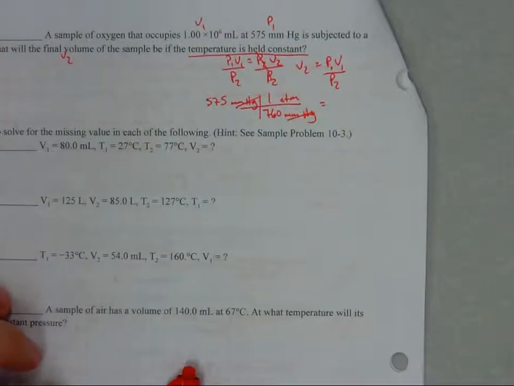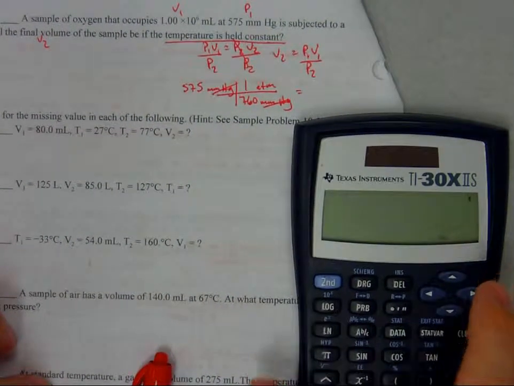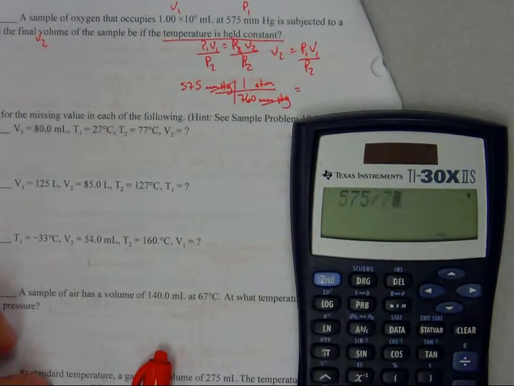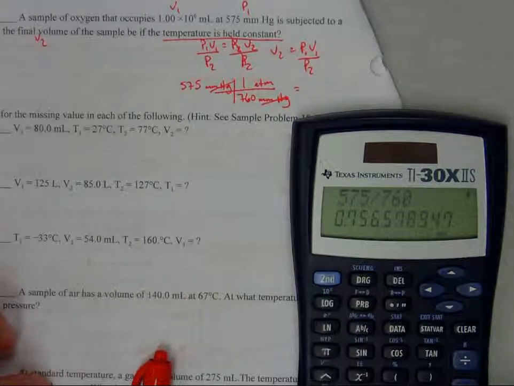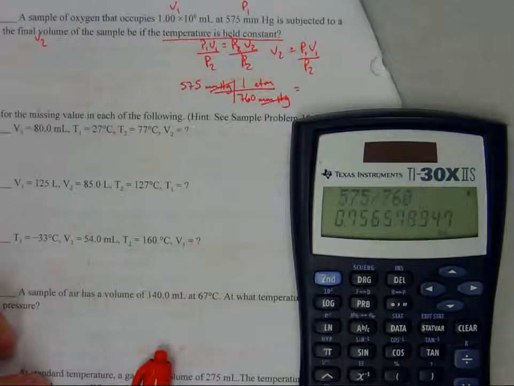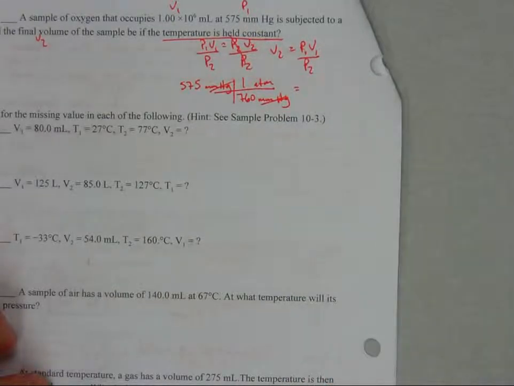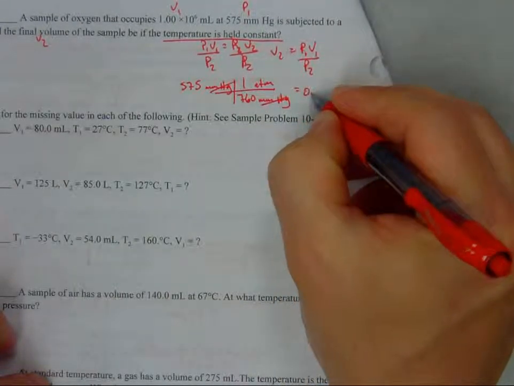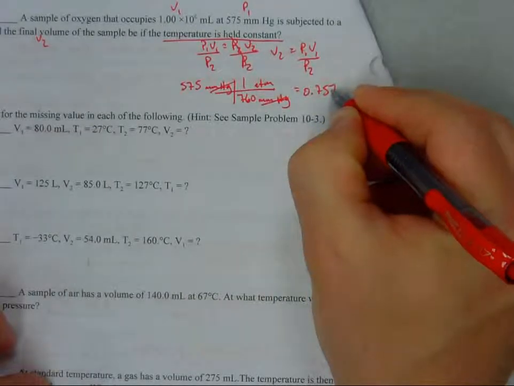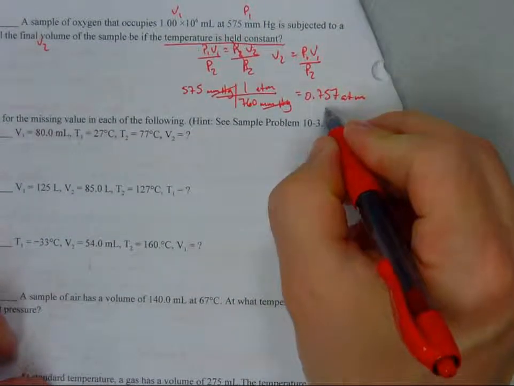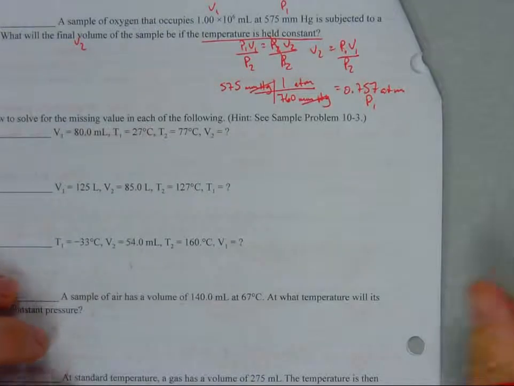Come over here, calculator. 575 divided by 760. I want three significant figures, so let's go 0.757 atmospheres. Okay, so I'll use this as P1 right there.